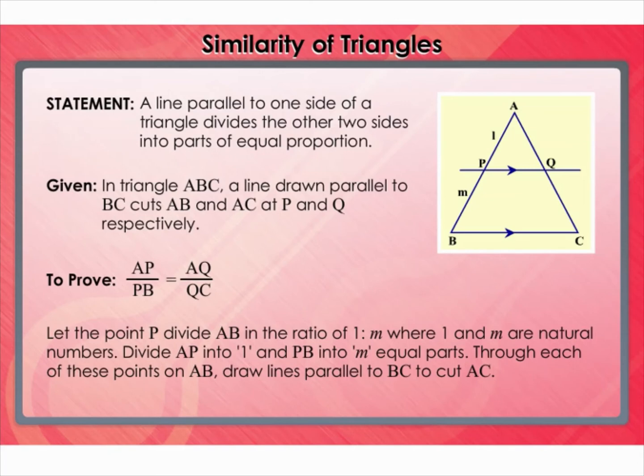Divide AP into L and PB into m equal parts. Through each of these points on AB, draw lines parallel to BC and to cut AC.